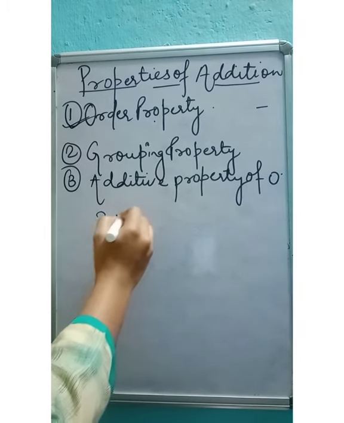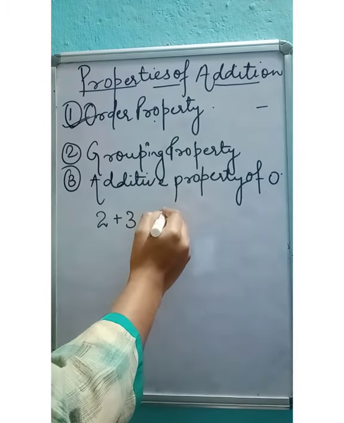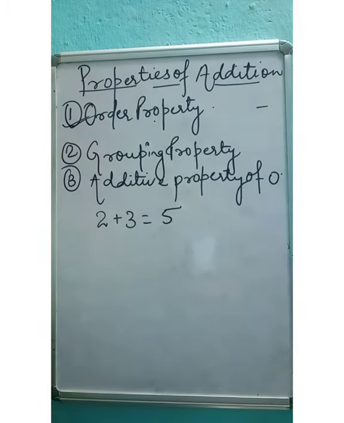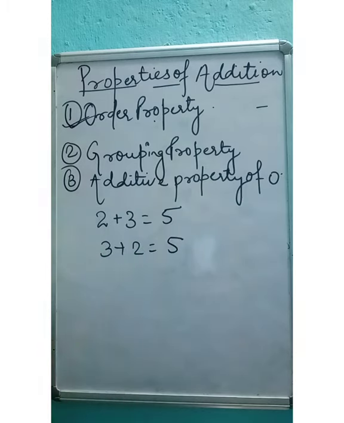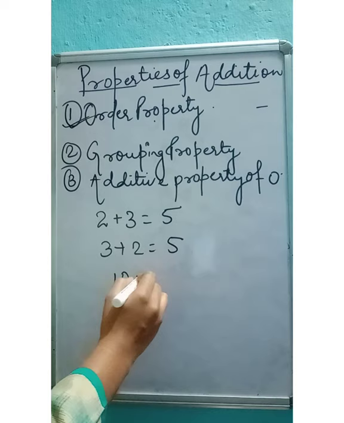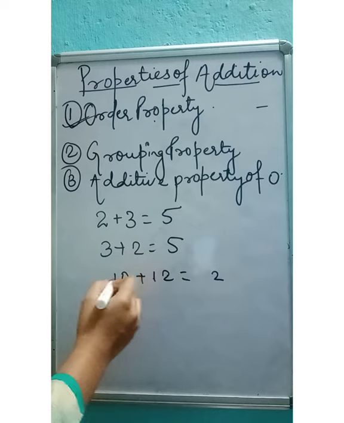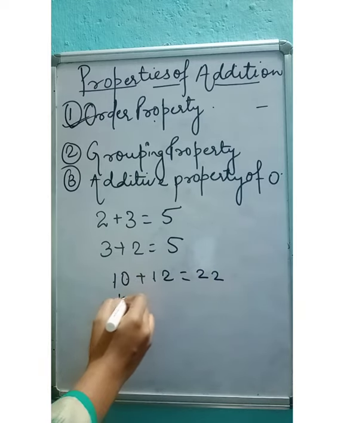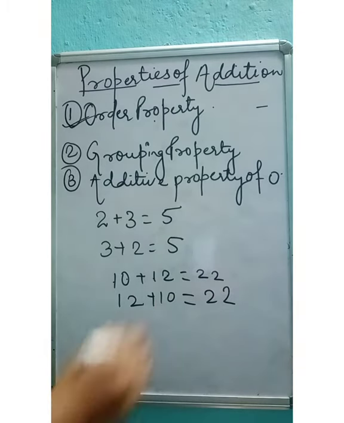So now, suppose I'm adding 2 plus 3. It is equal to, I hope you will give the answer easily. Now, if I say 3 plus 2 is equal to, again 5. Both the answers are same or different? If I am telling you 10 plus 12, okay? 0 plus 2 is 2, 1 plus 1 is 2, 22. And if I say 12 plus 10, what will be the answer? It will again be 22.